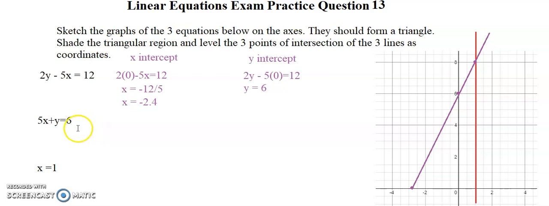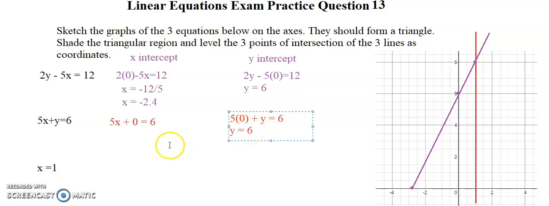The next step I need to look at is my 5x plus y equals 6. Again, we need to be thinking about if we want our x-intercept, y must be 0. So it turns into 5x plus 0 equals 6. Likewise, for my y-intercept, x must be 0. So 5 times 0 plus y equals 6. Okay, so now that we've got this, we can simplify this, because 5 times 0 is 0, and that just leaves me with y equals 6.